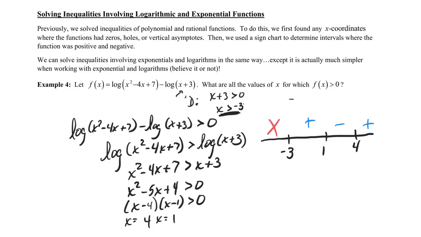So where is my function positive? Well, we got to do it in interval notation. So in between -3 and 1, and it doesn't have the or equal to, so we're not going to use any brackets. And I'm going to union that with 4 to infinity.